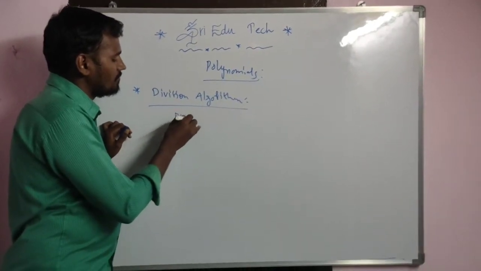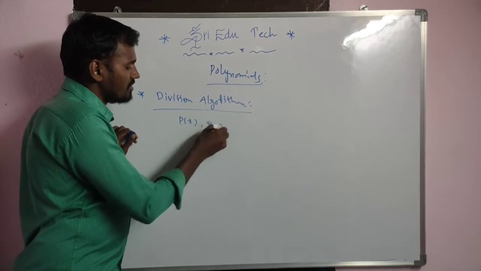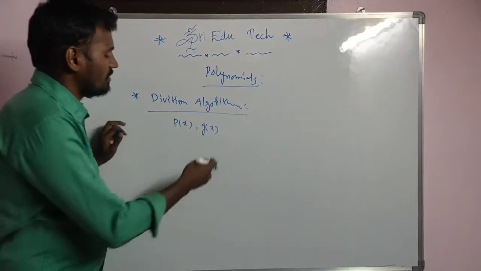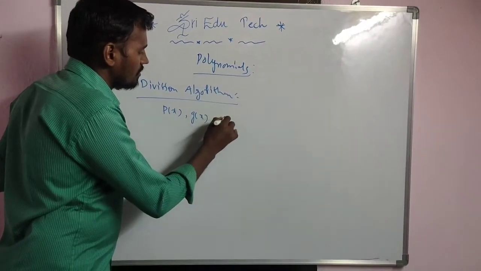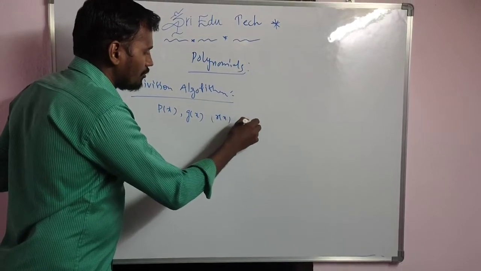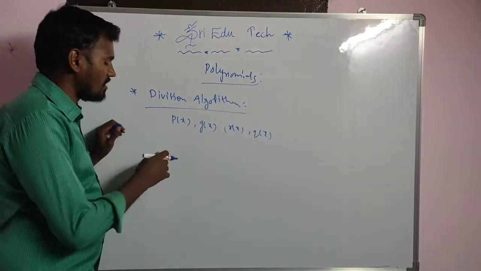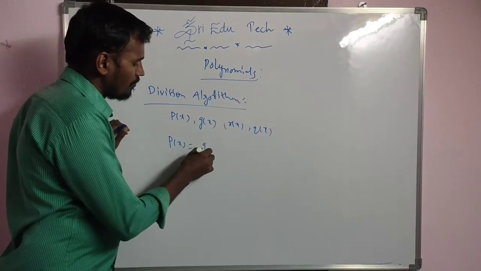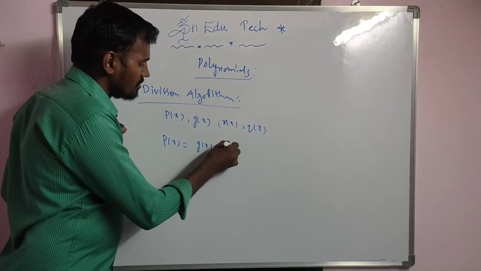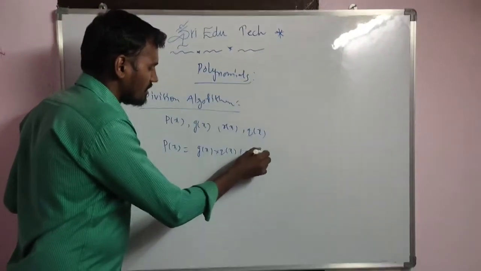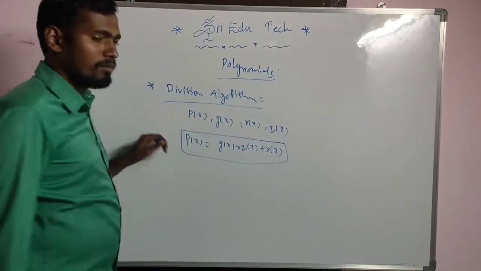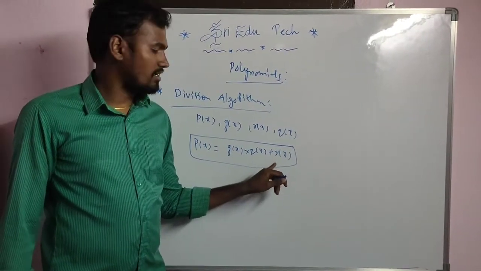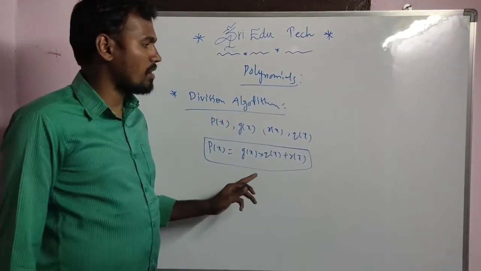p of x and g of x are the two given polynomials. Then r of x is the remainder and q of x is the quotient. Then the division algorithm is p of x is equal to g of x into q of x plus r of x only. So this is the formula. Now take an example to solve this problem.